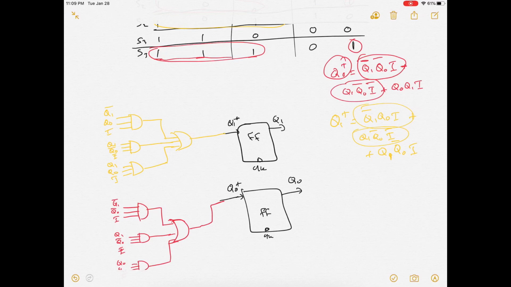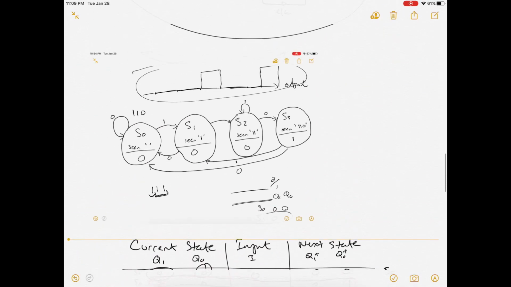So now these inputs, which are representing the current state, will be connected to here, and we have the input also coming in, and these are the wires we are talking about when we say this input here. They are going through these AND gates and OR gates and outputting Q1 plus and Q0 plus, which is really representing what state we're going to go to after we are inside this current state.